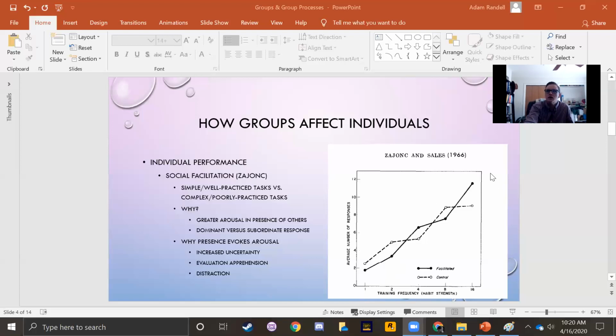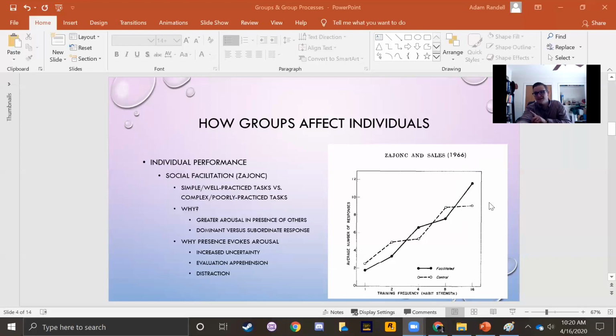But up here, when they've had the opportunity to practice something quite a bit, so it's a well-practiced task, because they practiced it 16 times, they tend to do better in the presence of others than when by themselves. So we get social facilitation. Performance is increased when in the presence of others.